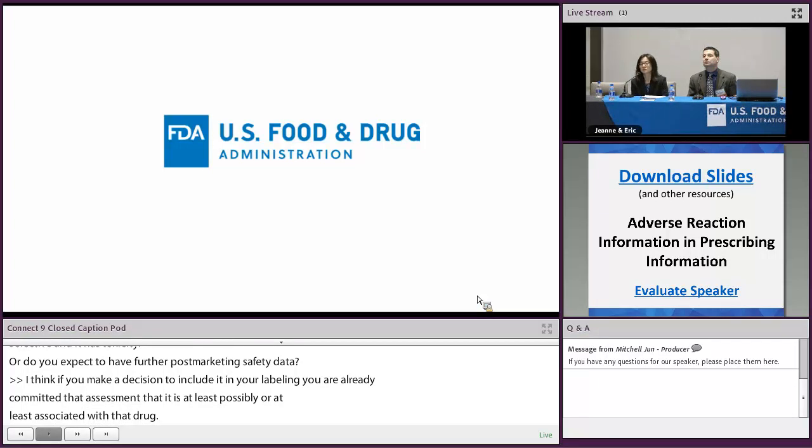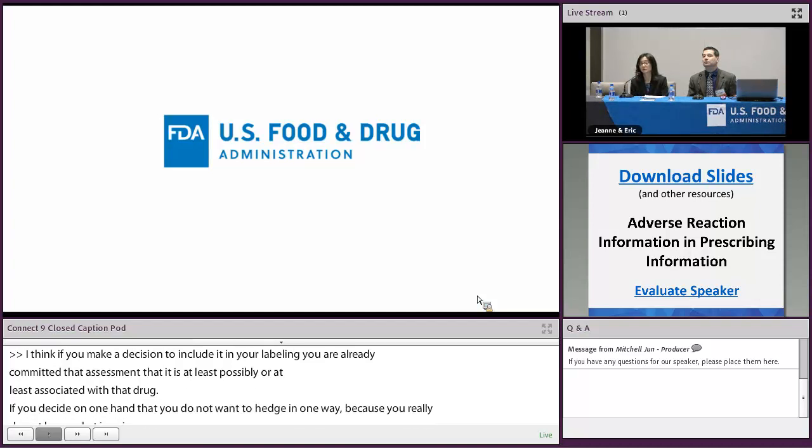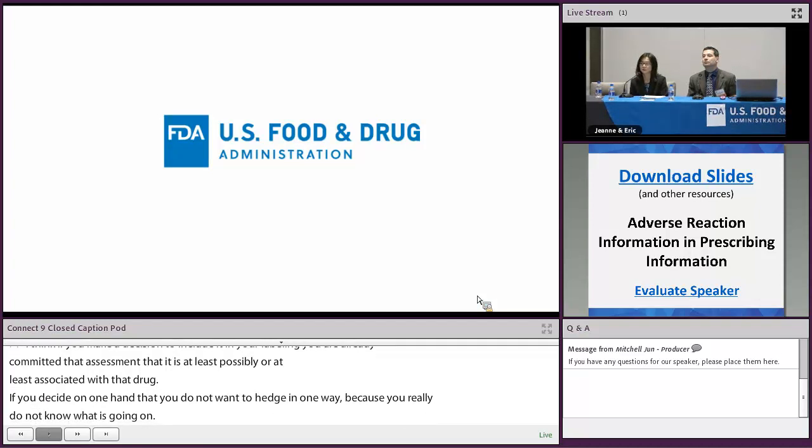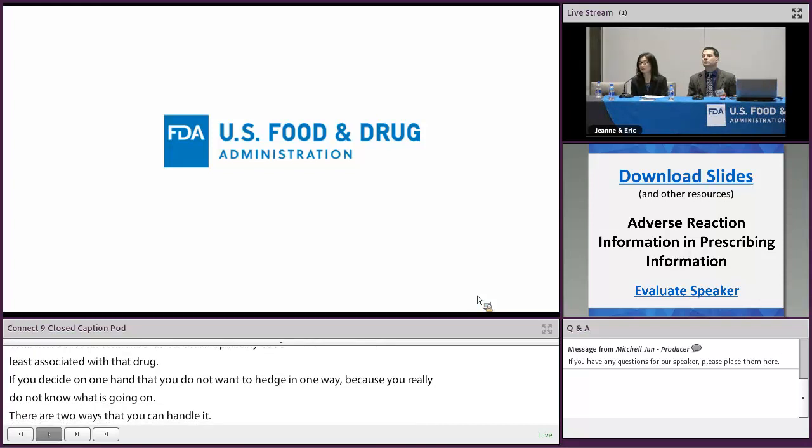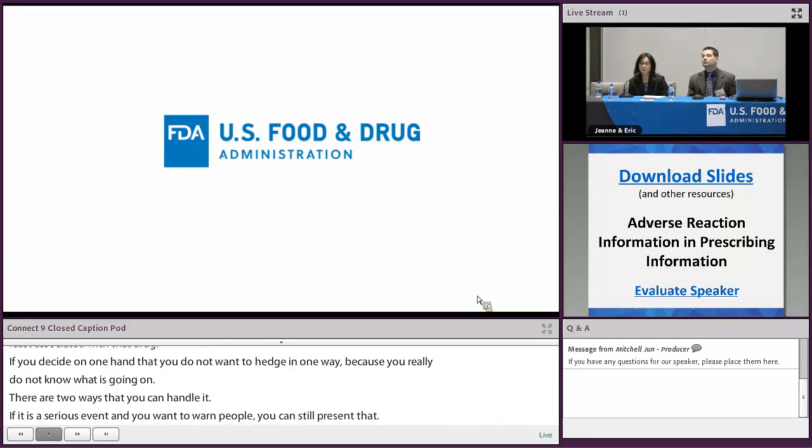there's two ways you can handle it. If you think it's serious enough of an event that you need to warn people of the potential that it could happen, you could still present that. This type of scenario, I would imagine, would be resolved in Section 5, warnings and precautions, rather than Section 6. It sounds like your example describes something that would be a warning.